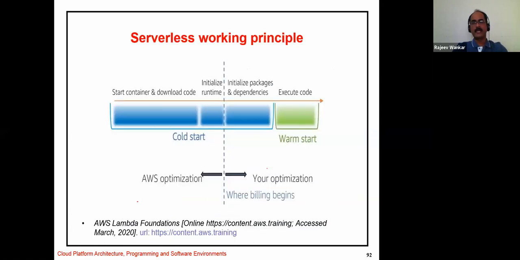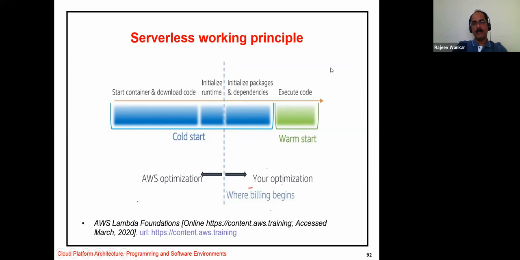I was talking about a cold start. I'd like to quickly show you the work that you can think about and work on. When Amazon offers you a serverless function, it has to start the container and download the code. We call it a cold start. Then we initialize the package and dependencies, and then the task executes.